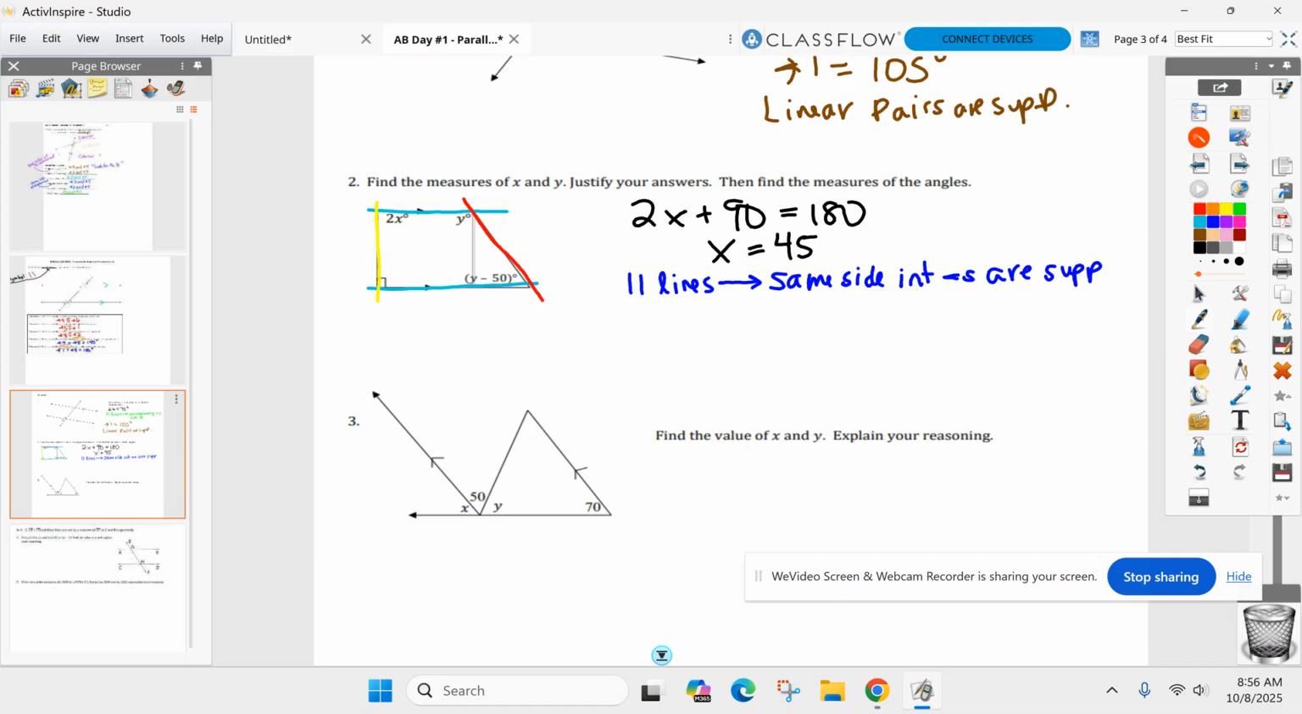I heard it. Same side. I heard the word same side, so supplementary or congruent? Okay, here we go then. Y plus the other angle, y minus 50, add up to 180 degrees. You take over, solve for y.